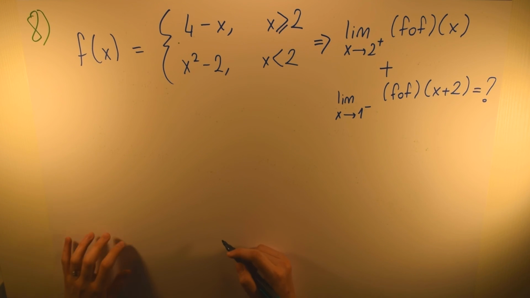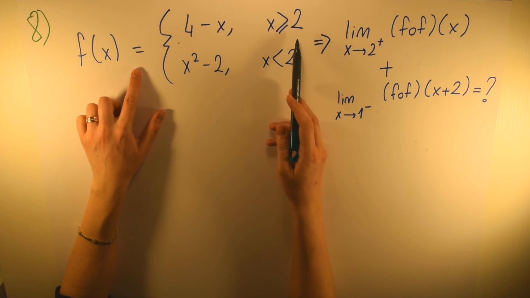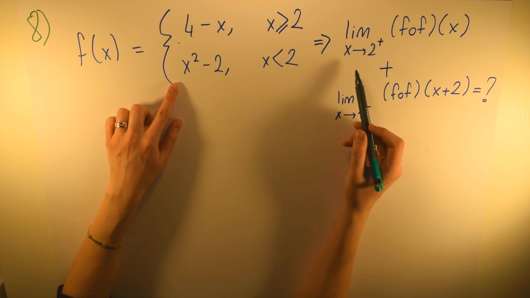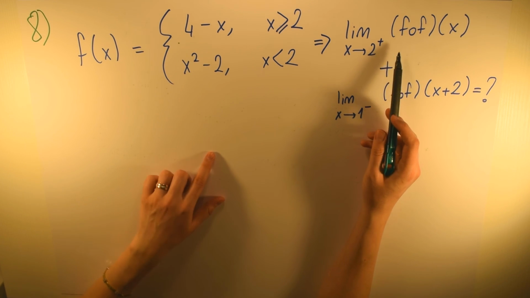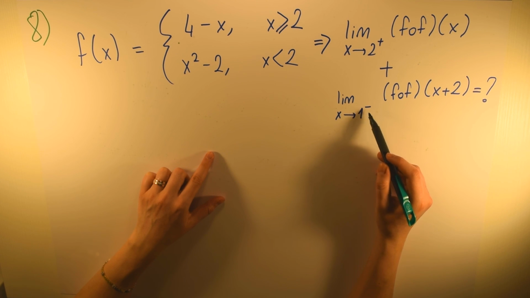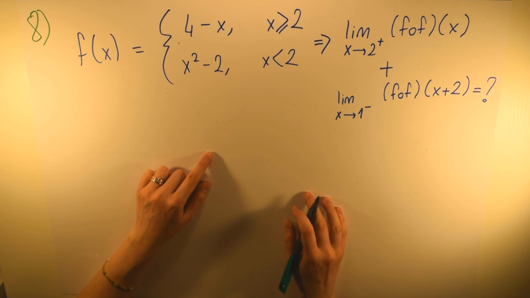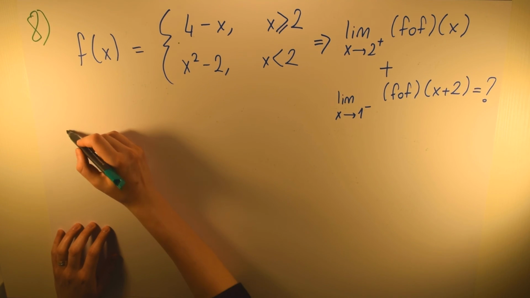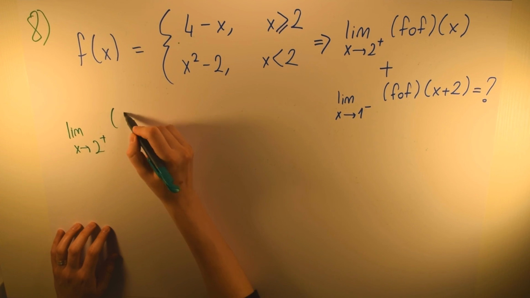In this question we have f(x) equal to 4 minus x when x is greater than or equal to 2, and f(x) equal to x squared minus 2 when x is less than 2. What is the value of the limit as x approaches 2 from the right side of f(x), plus the limit as x approaches 1 from the left side of f(x) plus 2? In this kind of question, let's start with the first one. The limit as x approaches 2 from the right side of f(x).